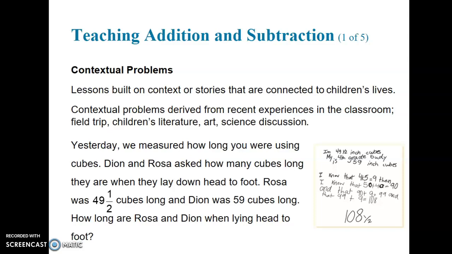Contextual problems might derive from recent experiences in the classroom, a field trip, discussion in art, science, social studies, or from children's literature. Have students use words, pictures, and numbers to explain how they solve the problems and justify why they are correct. If a student struggles with a problem, use smaller numbers to see if it's the size of the number causing the obstacle. You can also intensify the challenge by increasing the size of the number.